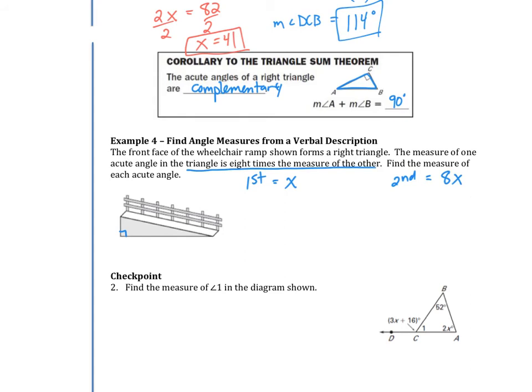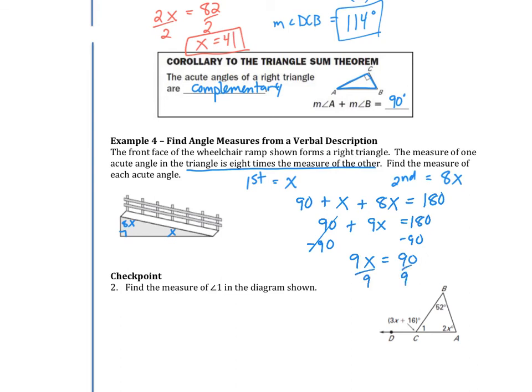So what we have is a triangle that looks like this. We have a right angle, we have x, and we have 8x. If we add them up, it would be 90 plus x plus 8x equals 180. So 90 plus x plus 8x is 90 plus 9x. Minus 90 to get 9x equals 90, and divide by 9. So x equals 10.